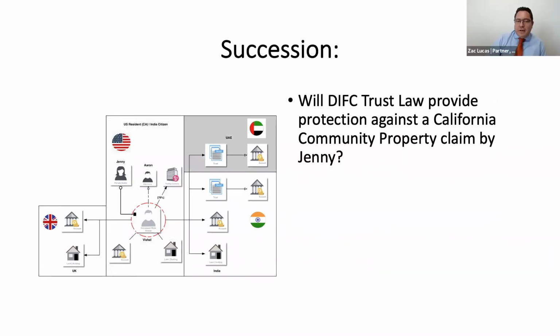Okay, and very quickly on the DIFC, this is an interesting one, Diana, because here we're asking, will the DIFC trust law provide protection against a California community property claim? This is not divorce or anything like that. California confers community property within the relationship between what was Jenny and Vishal. In this case, we're looking at Jenny effectively making a claim against the trust for community property. How will that work if it's a DIFC trust? Will that be an acceptable claim?